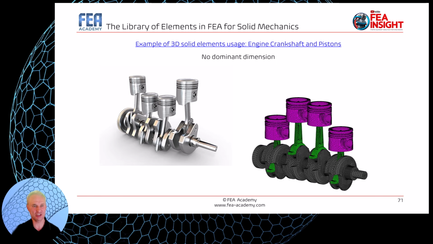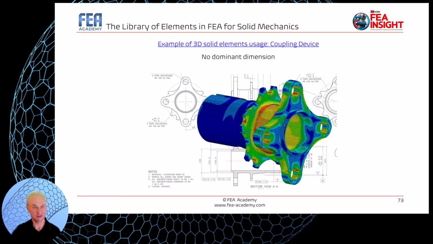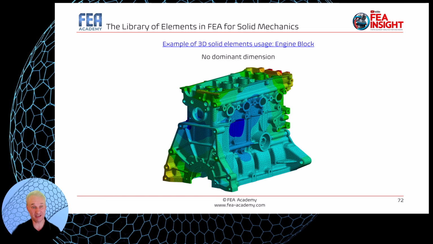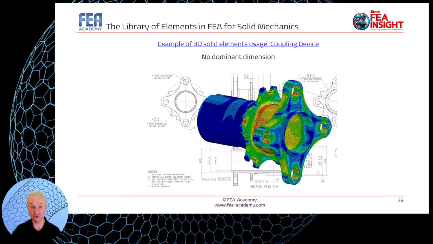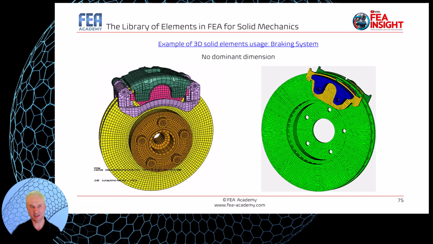Here are examples of problems where we use solid elements. Here are an engine crankshaft and pistons, engine blocks, a coupling device, propellers. You see, there are no dominant dimensions in those examples. So you have no choice. You need to go in with 3D elements. Here is a braking system.